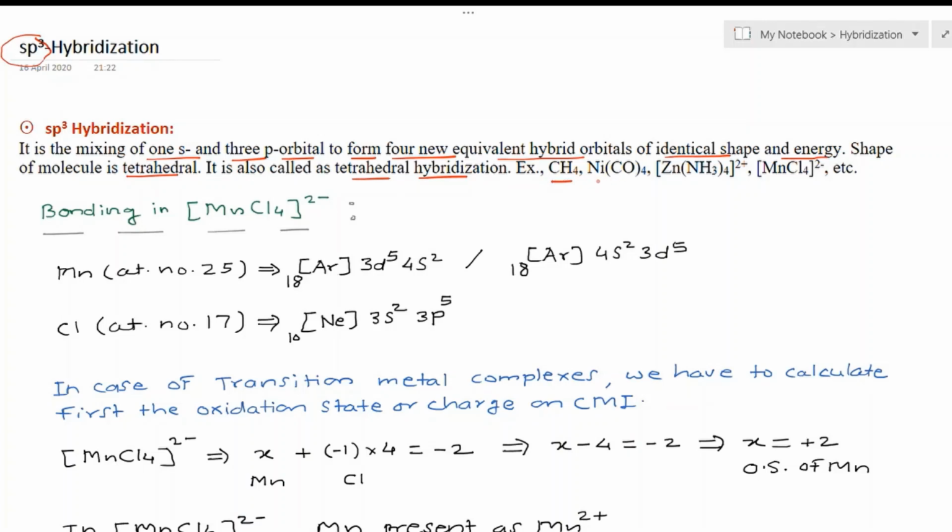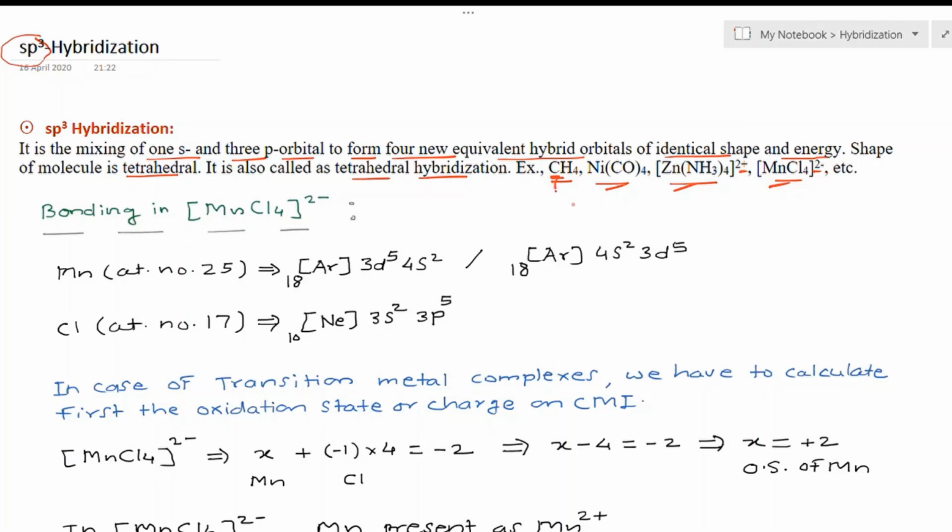Other examples are Ni(CO)4, [Zn(NH3)4]2+, MnCl4 2-. So these three examples are transition metal complexes. And the simplest example is CH4.